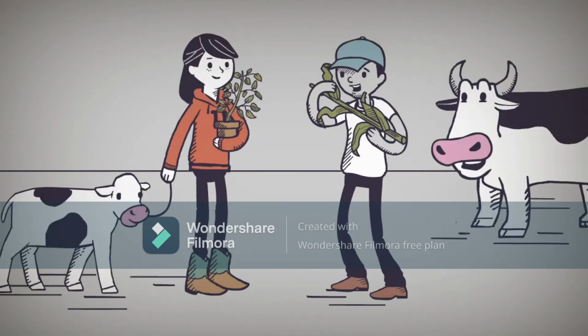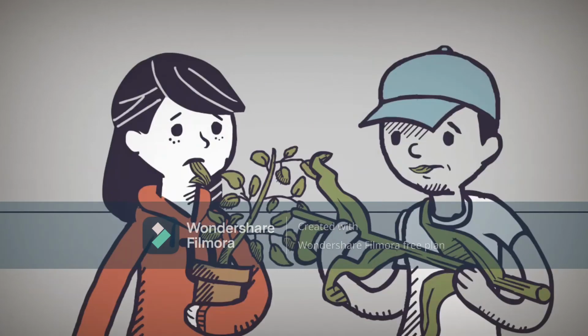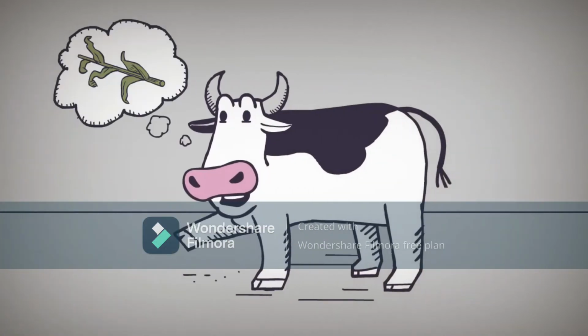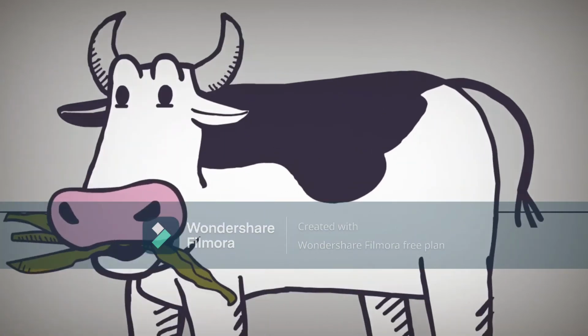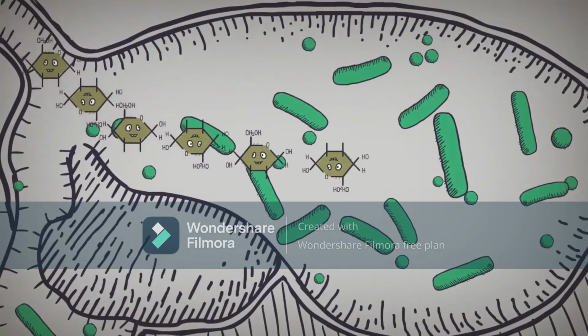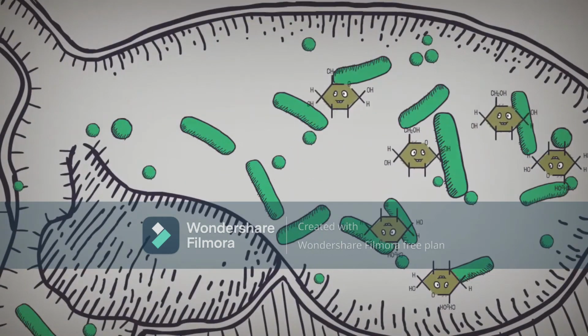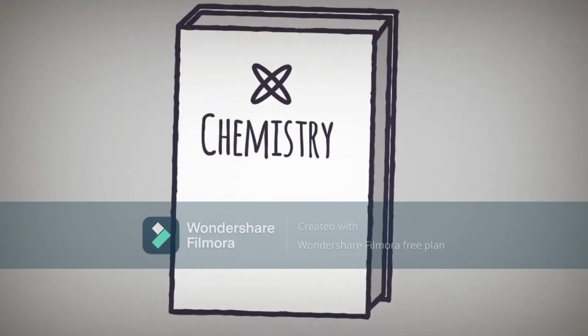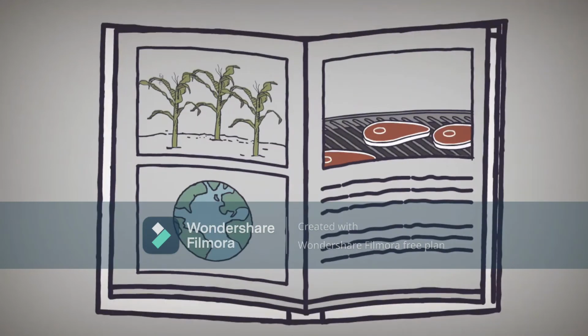Beta glucose bonds are so strong that humans can't digest them. So even if we could chew corn stalk, we wouldn't get many nutrients from it. Fortunately for cows, bacteria in their digestive tract help make the nutrients available by breaking the strong cellulose bonds. This is why chemistry is such a valuable tool for agricultural, environmental, and food scientists.